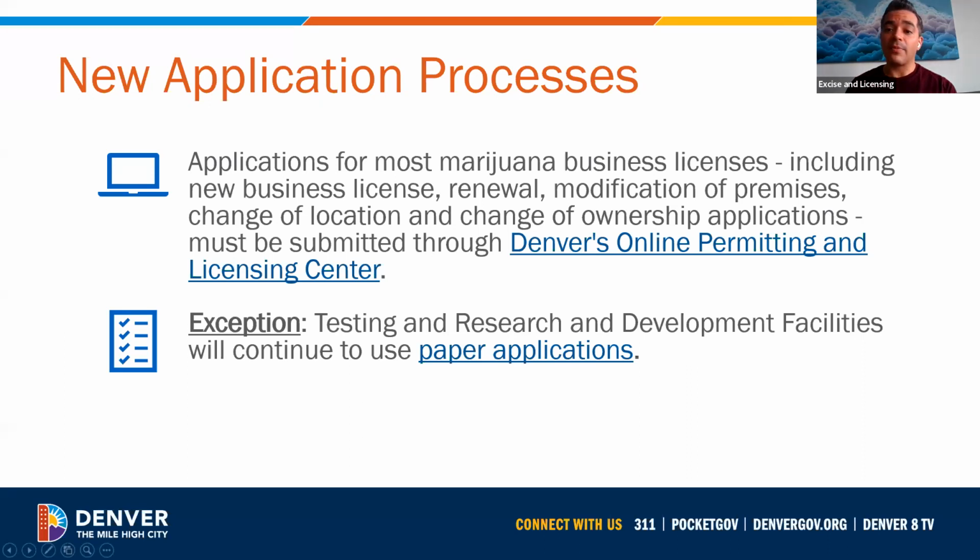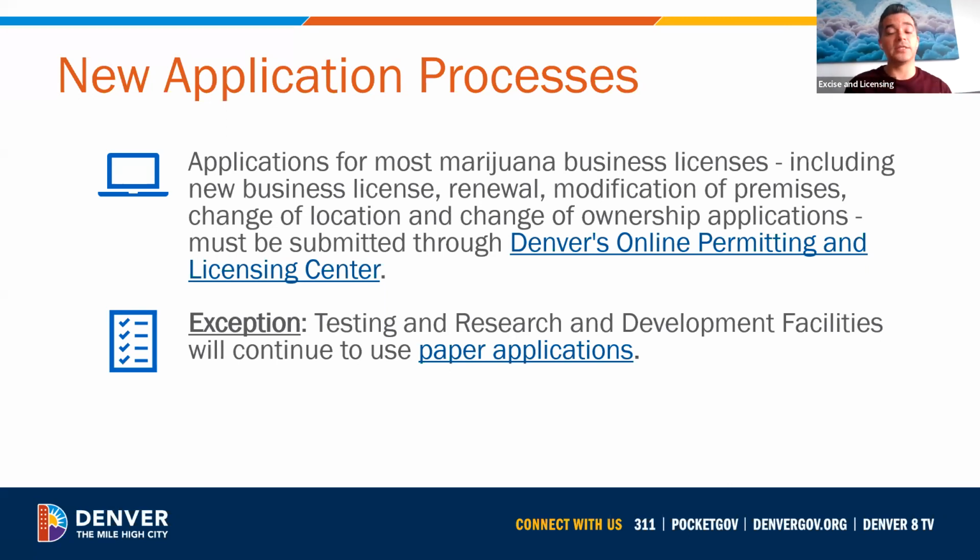Just as a recap, this is something that I think we are all familiar with by now. Each of my presentations has included this information. This is for context, but we have new application processes. Applications for most marijuana business licenses, including new business licenses, renewals, modifications of premise, changes of location, and changes of ownership must be submitted through Denver's online permitting and licensing center.